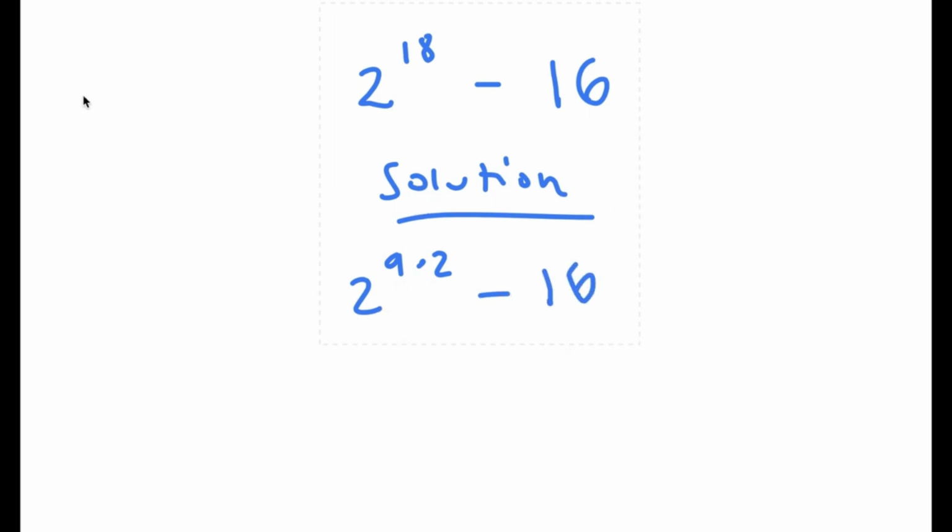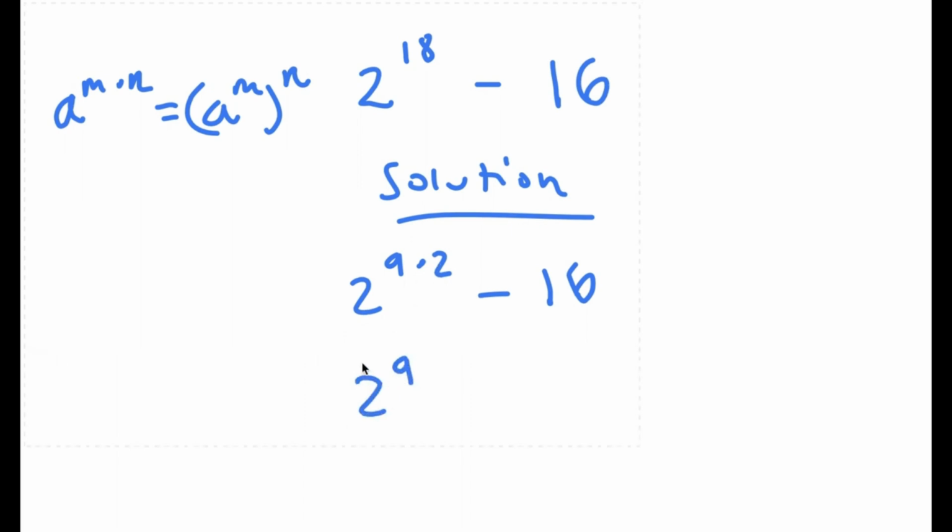Now, if I have something in the form a to the power of m times n, this is equal to a to the power of m to the power of n. So in this case, 2 to the power of 9 times 2, I can write as 2 to the power of 9 to the power of 2. Now I have this minus 16, which I'm going to write as 4 to the power of 2.